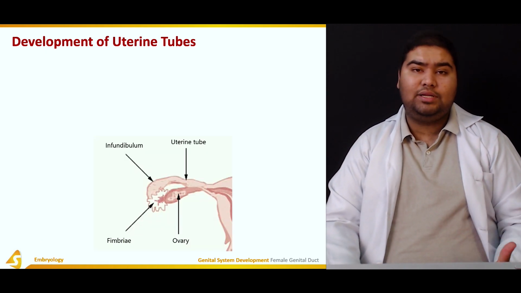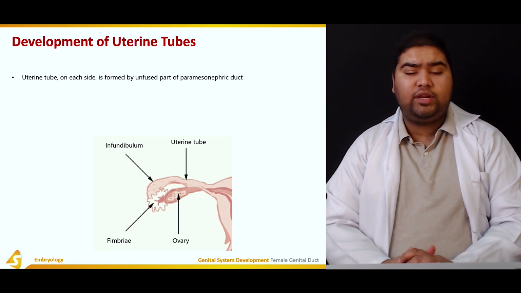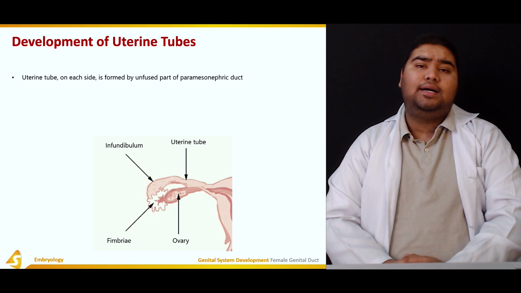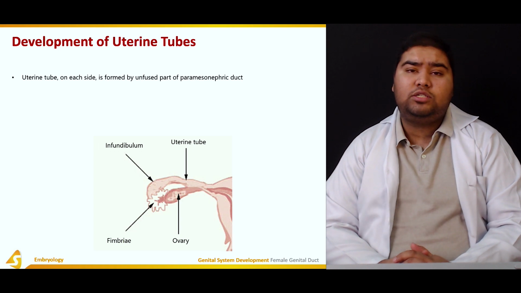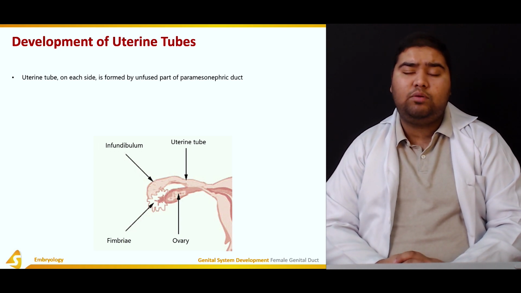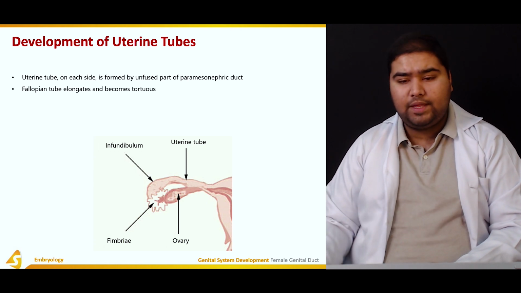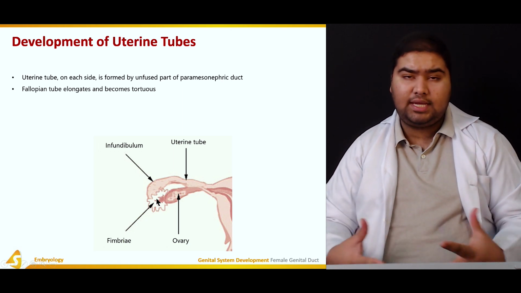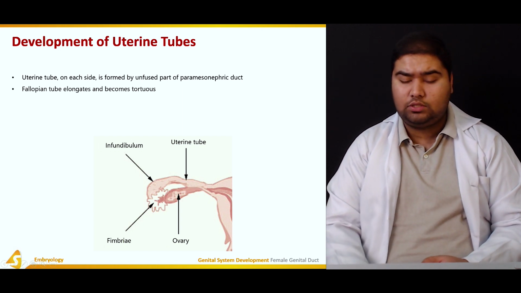So let's see how the development of the uterine tube takes place. The uterine tube on each side is formed by the unfused part of the paramesonephric duct. Initially, the first portion, that is the unfused part of the paramesonephric duct, the cranial vertical portion of the paramesonephric duct. So this is the portion we are talking about. The fallopian tube elongates and becomes tortuous. So with development, it elongates and also becomes tortuous.